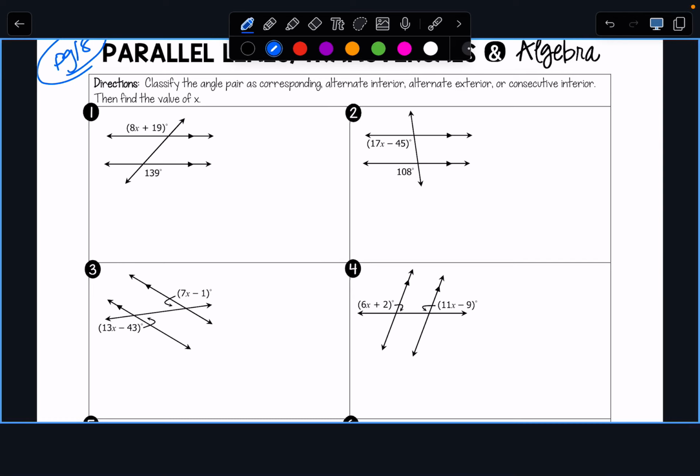For 1, 2, 3, and 4, I want you to just write me what kind of angle relationship it is. Alternate interior, alternate exterior, corresponding, consecutive interior. So just in the corner of each box for 1 through 4, write me what the relationship is. Ready, set, go. One, 2, 3, and 4.